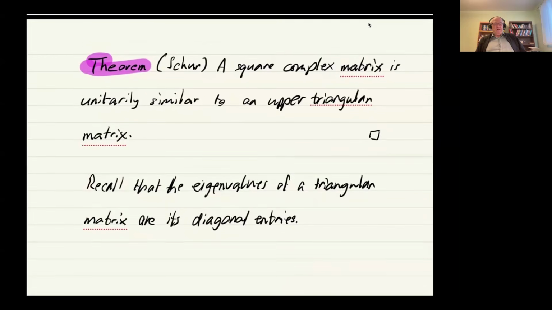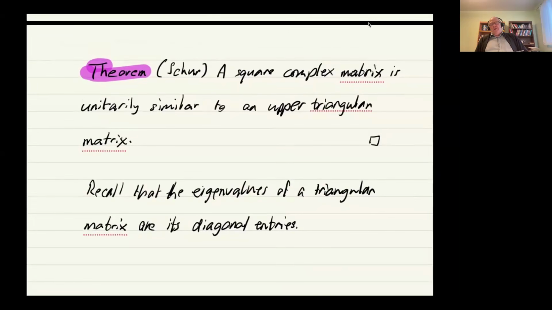Now, if you drop the star closed condition, life gets a lot more complicated. There is a theorem due to Schur that tells you that every square complex matrix is unitarily similar to an upper triangular matrix. And again, there's a proof of that in my notes, although I'm happy just to use it. The point is that for a triangular matrix, the eigenvalues are the diagonal entries. So it's probably more useful to say it's unitarily similar to an upper triangular matrix, and the eigenvalues of the matrix are the diagonal entries of the upper triangular matrix.